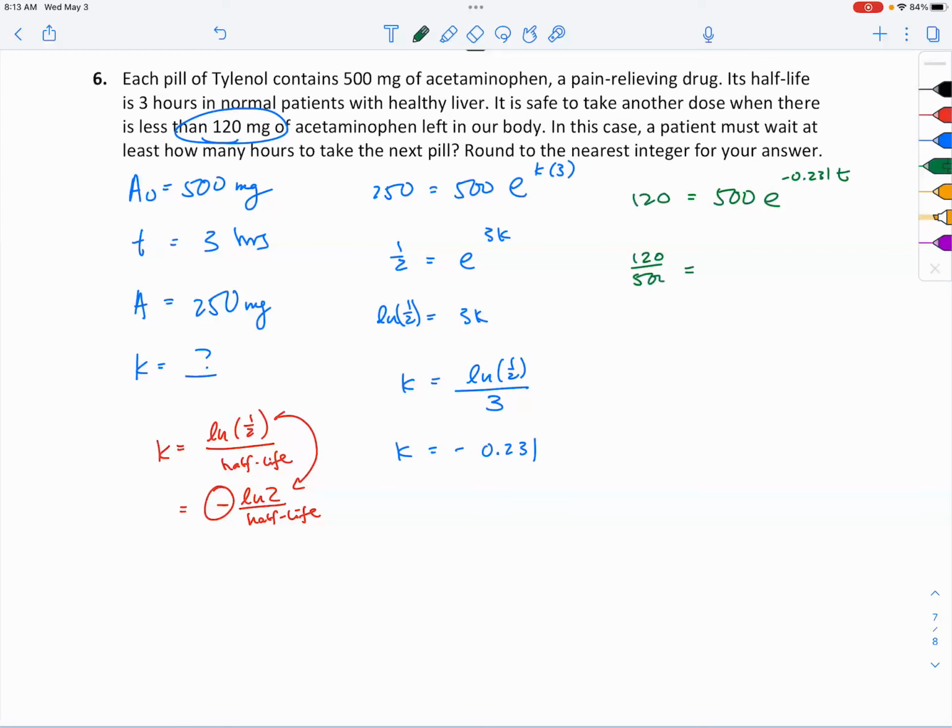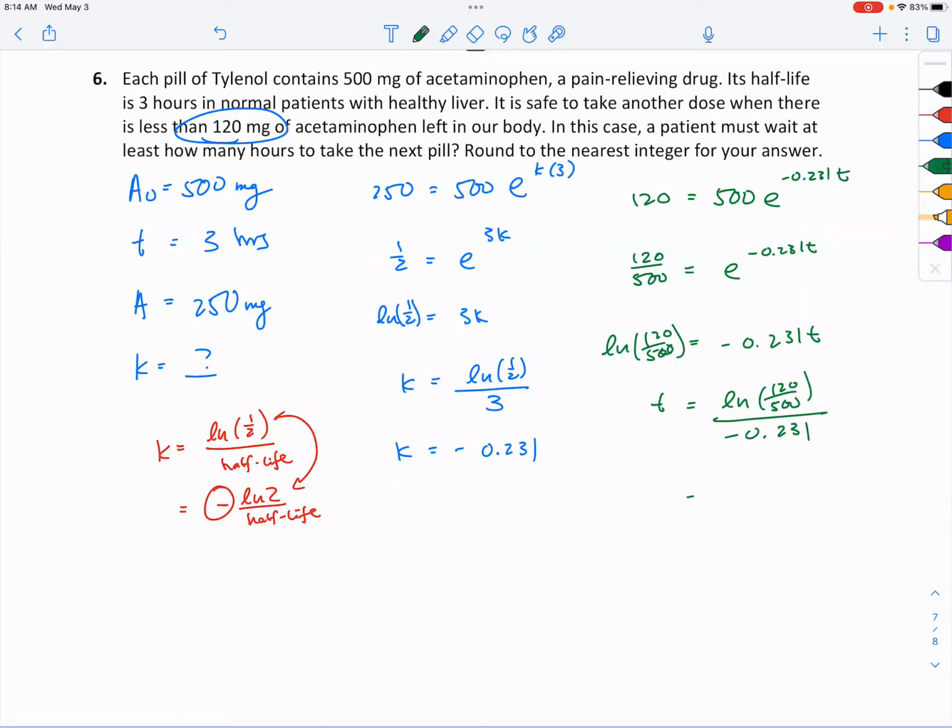So 120 over 500, e to the negative 0.231 t, natural log of 120 over 500, and then negative 0.231 t. So t is natural log of 120 over 500, all over negative 0.231. Okay, so that will be your calculated ready answer.